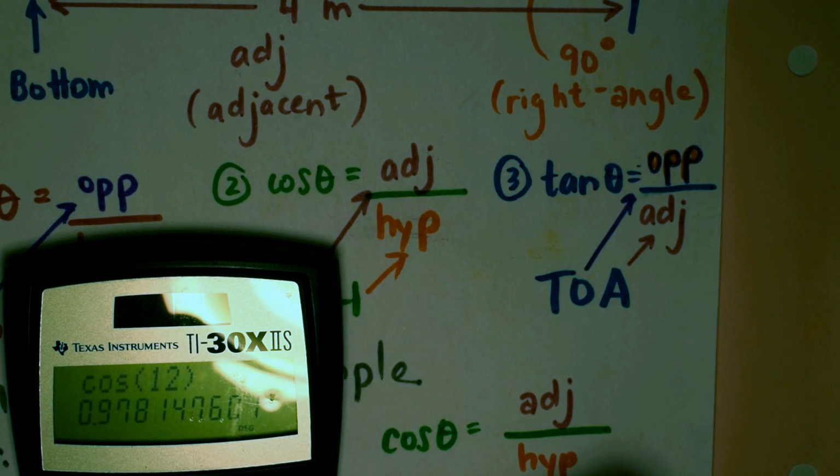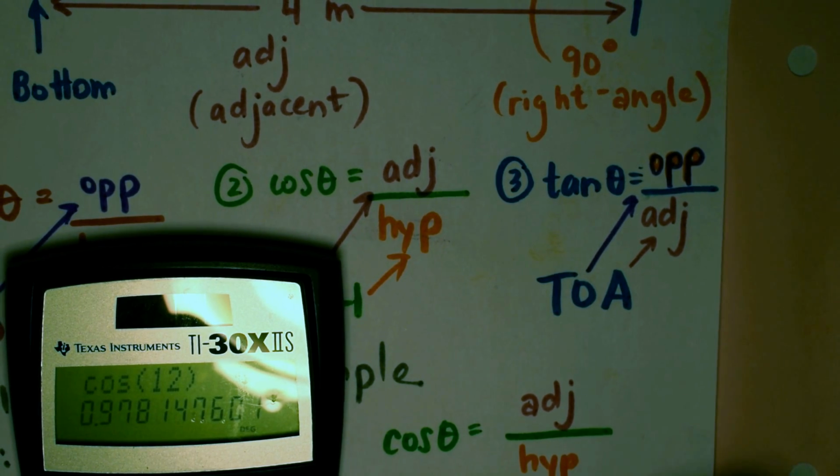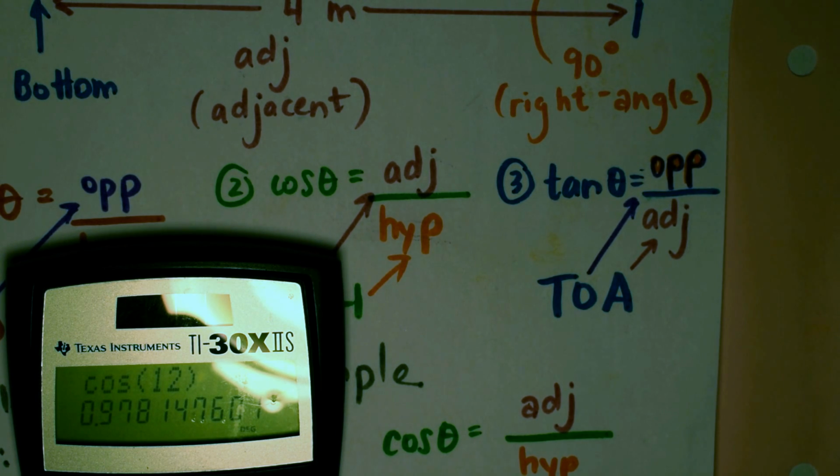So 0.9781 equals 4 over x, right? Now, whenever we have a number, we know that the denominator is 1. To solve for x now, what we can do is we can cross multiply.